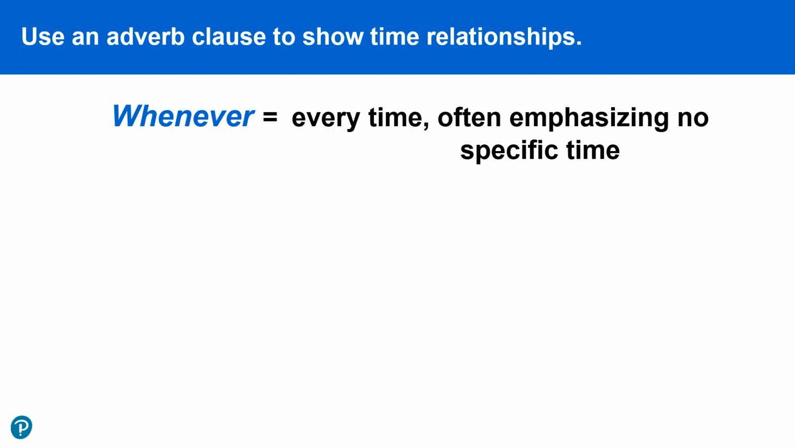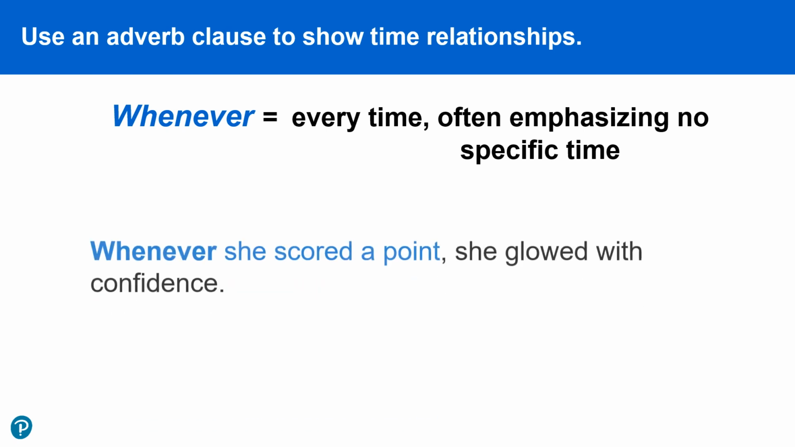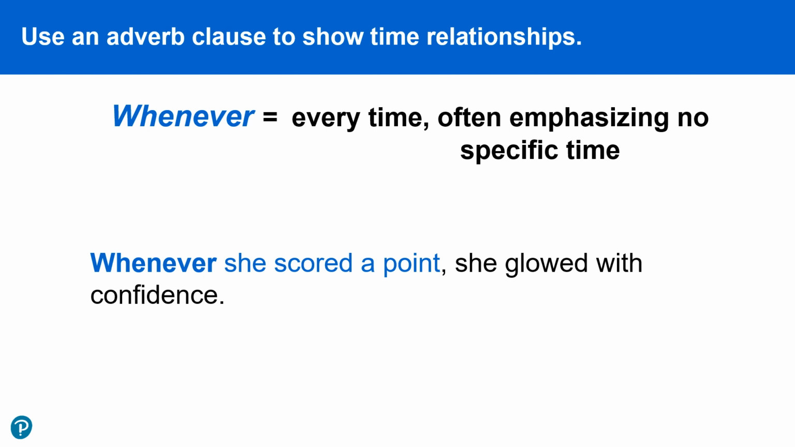Whenever means every time something happens, and it's often used to emphasize no specific time, but just any time this might happen. Whenever she scored a point, she glowed with confidence, meaning every time that she scored a point, the independent clause happened. She glowed with confidence.